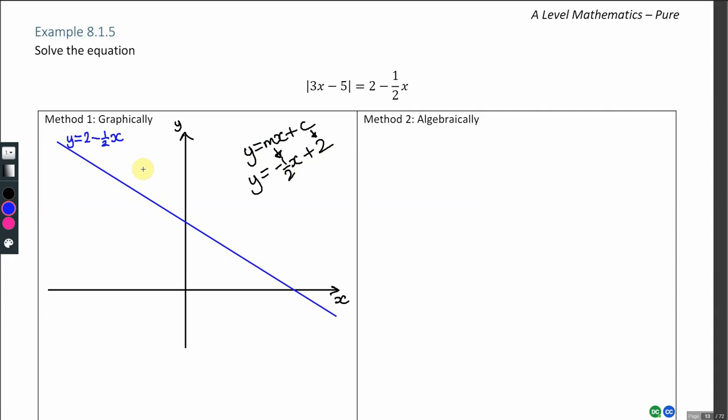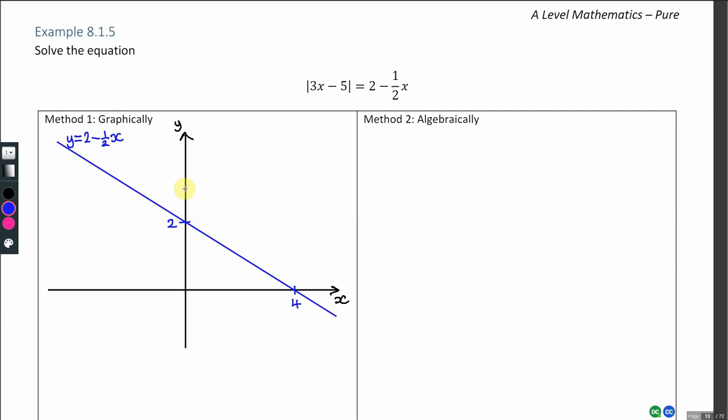So there we go, the line y equals 2 take away a half x. Just going to put it on where it goes to the y-axis and where it meets the x-axis. So I need to think about, when is y 0? Well, if x is 4, then y will be 0. So it goes to the x-axis at 4.